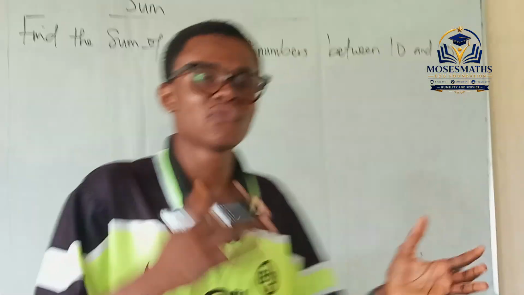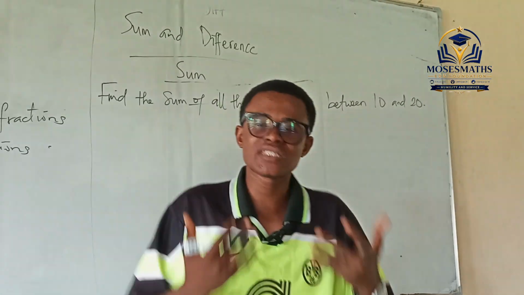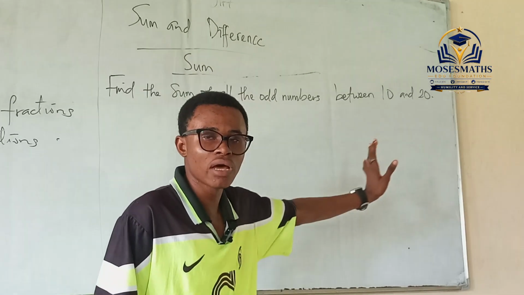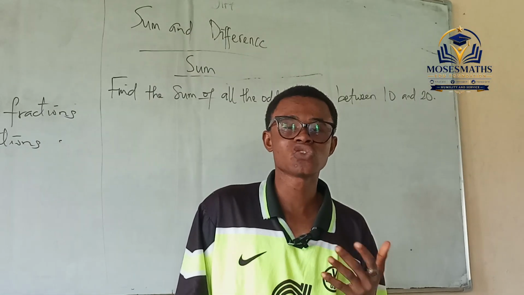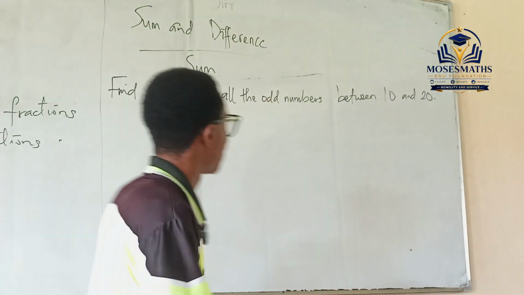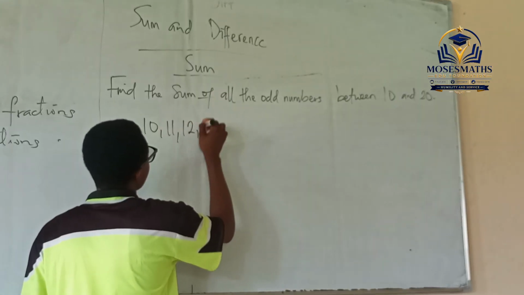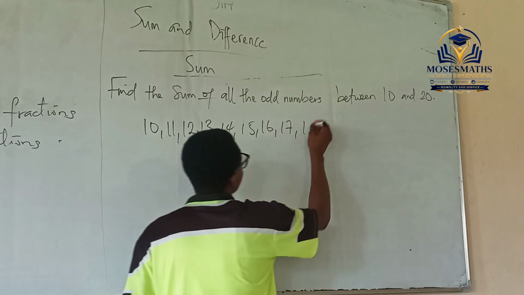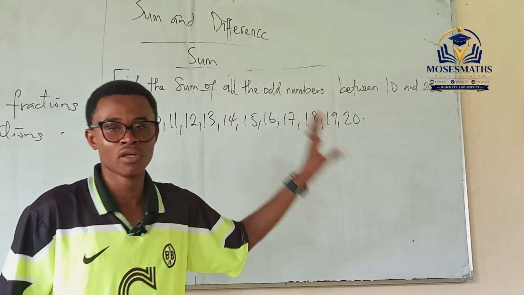So they're asking us to fetch out the odd numbers that are between 10 and 20. So the first thing you're going to simply do is write all the numbers between 10 and 20. They did not ask us whether 10 and 20 are inclusive. Even though 10 and 20 are inclusive, they are not odd numbers. So if I decide to include 10 and 20, I'm going to have 10, 11, 12, 13, 14, 15, 16, 17, 18, 19, 20. So these are all the numbers between 10 and 20, inclusive.